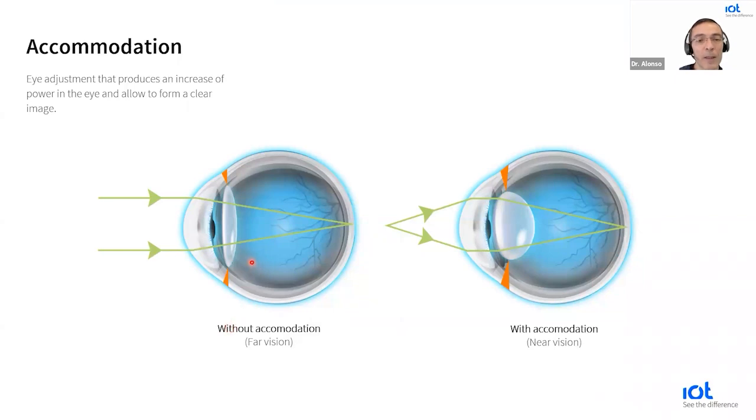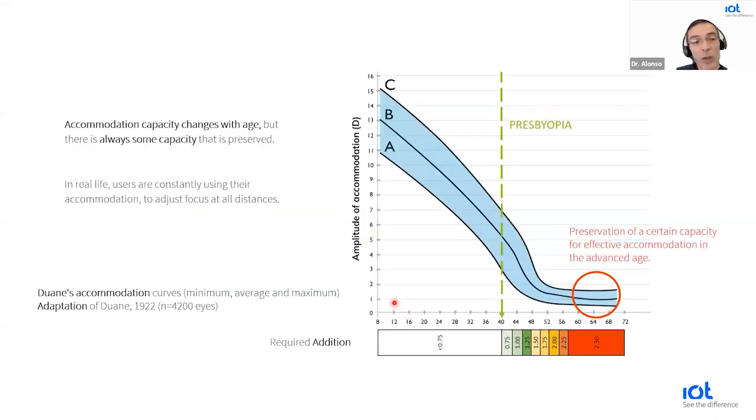Accommodation basically is the capacity of the eye to focus objects at different distances by changing the power of the inner lens of the eye that we call the crystalline lens. For near objects, the crystalline lens gets thicker, it has more power and allows us to focus near objects. The maximum accommodation that the eye can exert is called amplitude of accommodation. And this amplitude of accommodation dwindles over time. It gets smaller as we get older.